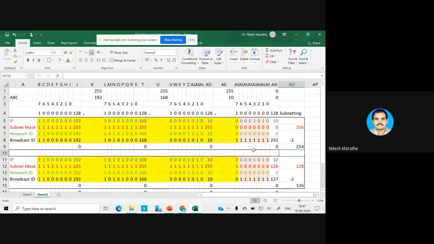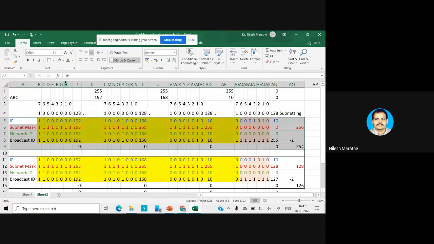Yes, sir. Now next. The company ABC has two departments of equal size. So this available portion of the company, they have to divide into two equal size subnets, two equal size networks.